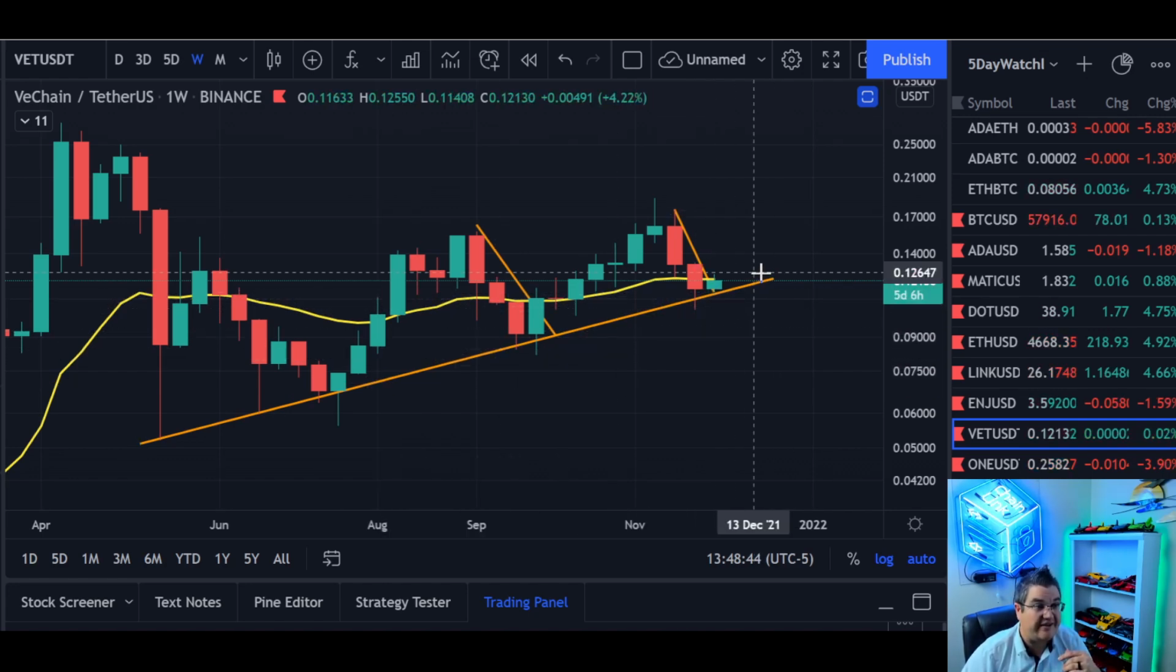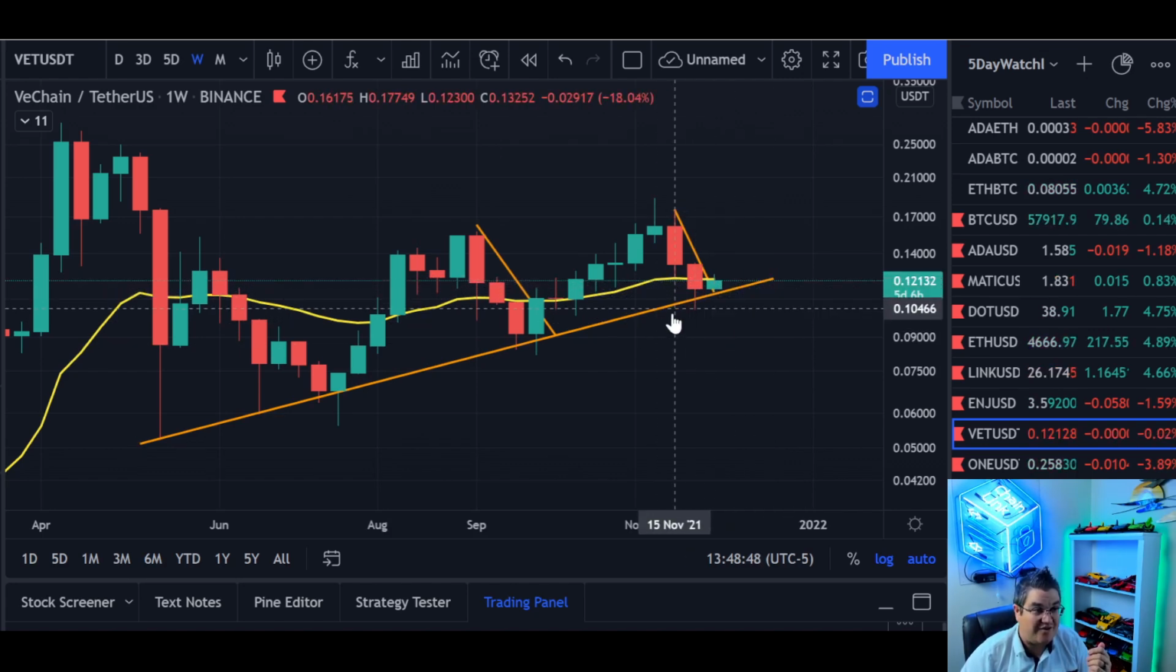Well, this is a bigger trend line. So you definitely want to hold this level. Are we close to it now? Well, yeah, we've had some wicks down under it, but we haven't closed under it, which is the important part.